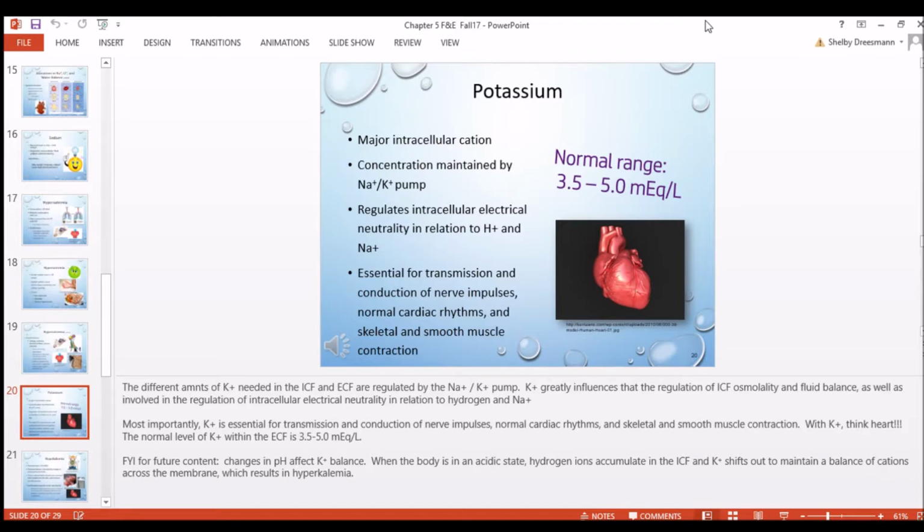Potassium is essential for the transmission and conduction of nerve impulses. So back again to that action potential picture I showed. It is also essential for normal cardiac rhythms, and skeletal and smooth muscle contraction. With potassium, you want to think heart. Potassium is usually within the extracellular fluid at 3.5 to 5 milliequivalents per liter. Changes in pH can affect potassium balance.